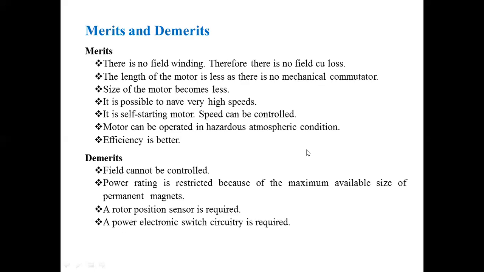Here also a permanent magnet is there, but what is the main difference between the permanent magnet brushless DC motor and the conventional motor? Conventional motors produce a high torque value with respect to the field winding, and a high speed value is also possible.